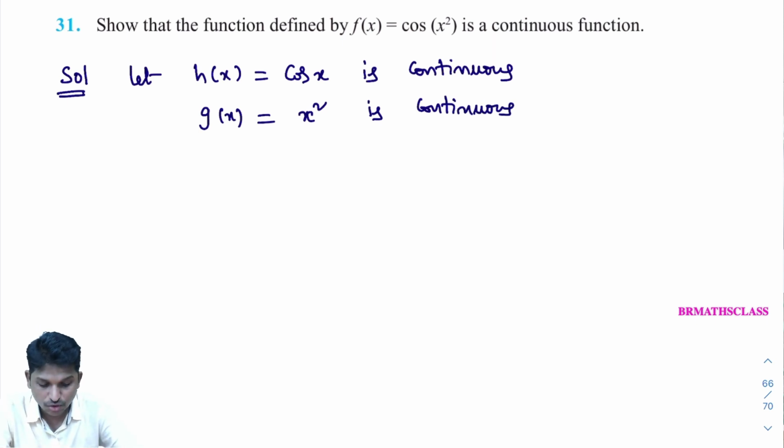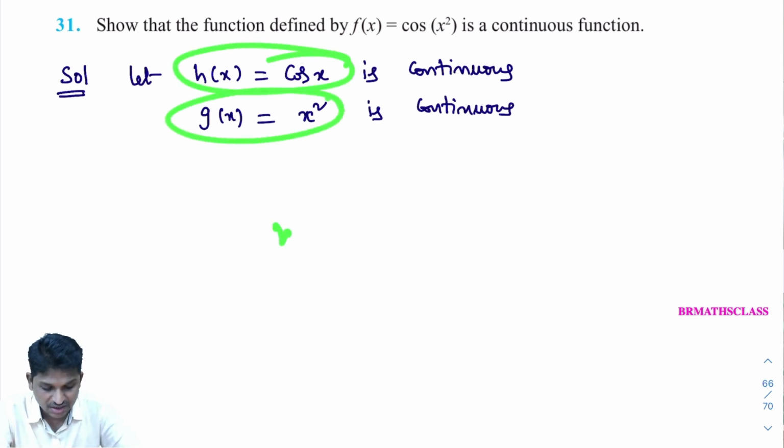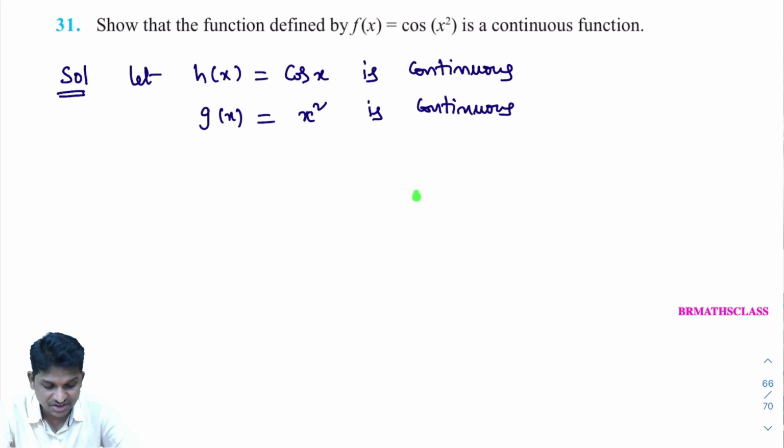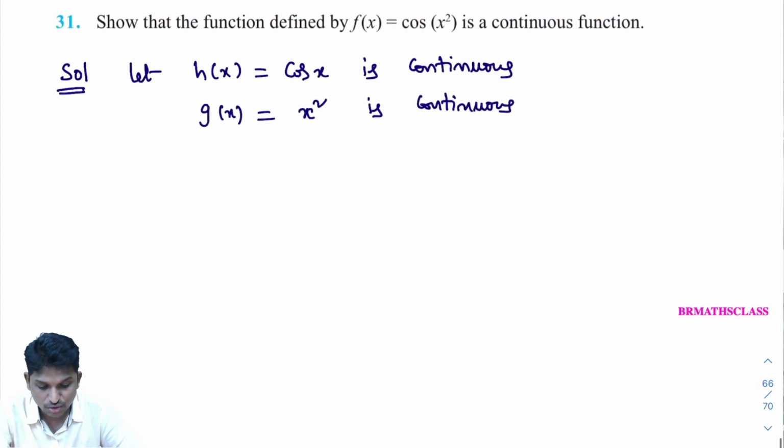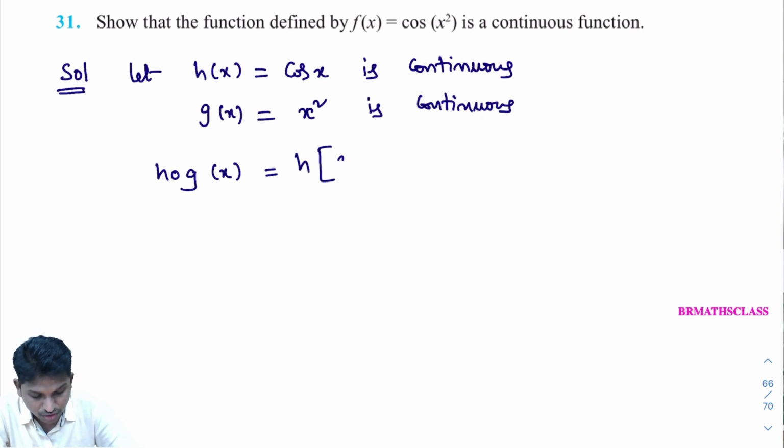Now what you got, h of x is continuous, g of x is continuous. You know that h circle g is continuous, g circle h also continuous. Now you need to check h circle g, g circle h. You need to check both. Suppose h circle g gives you this one, then we will take h circle g. I'll calculate h circle g as well as g circle h. First, I'll calculate h circle g. H circle g of x is what? H of g of x.